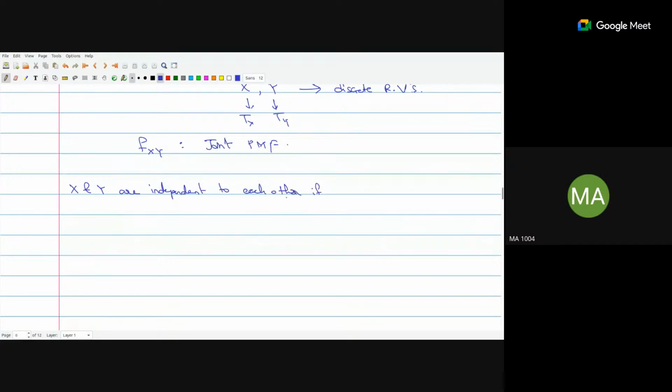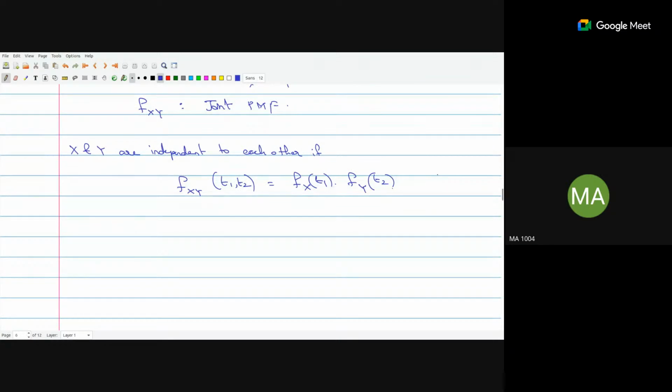if the joint can be written as a product of marginals, for all t1 belonging to the range of X and t2 belonging to the range of Y. So what this means is, if I can split the joint as a product of marginals, then X and Y are independent. And it should be true for all t1 coming from X and t2 coming from Y.